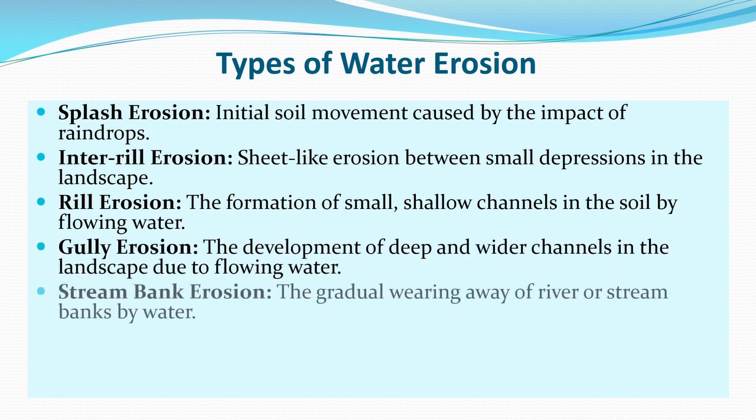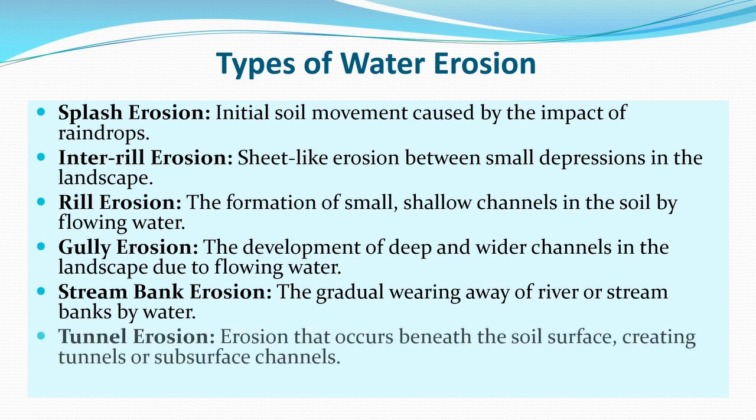Stream bank erosion. Gradual wearing away of river or stream banks by water is called stream bank erosion. When the stream takes a turn, the impact of water is higher on the banks. And when this flowing water hits the bank, there is every chance that high amount of erosion can be caused to the stream banks. Tunnel erosion. This erosion usually occurs beneath the soil surface and creates tunnels or subsurface channels.